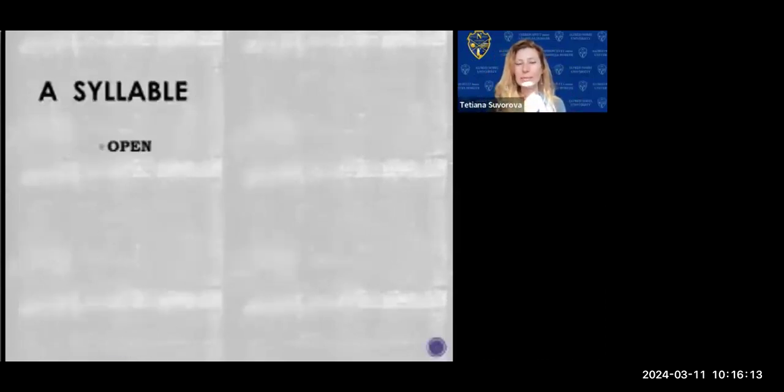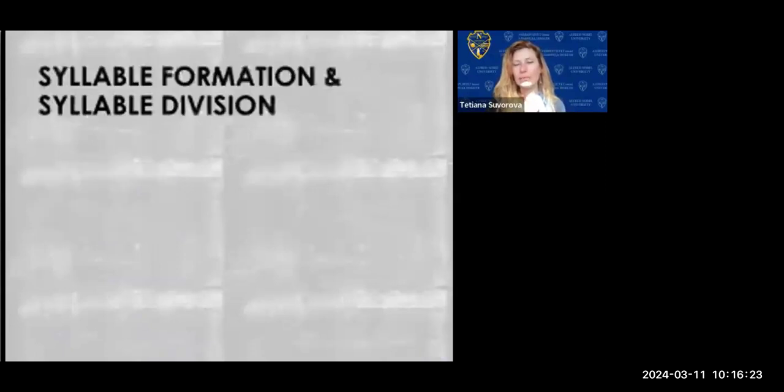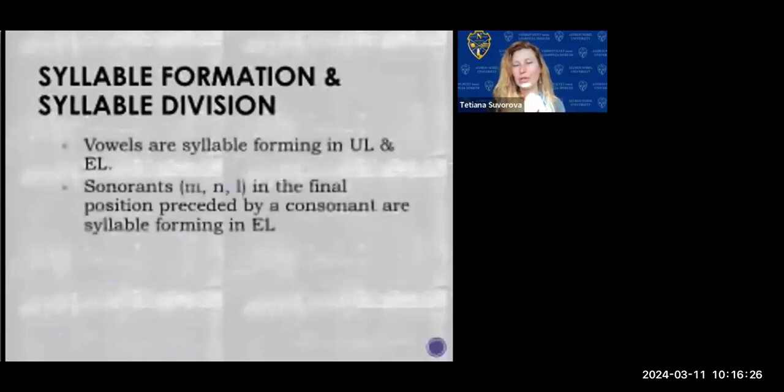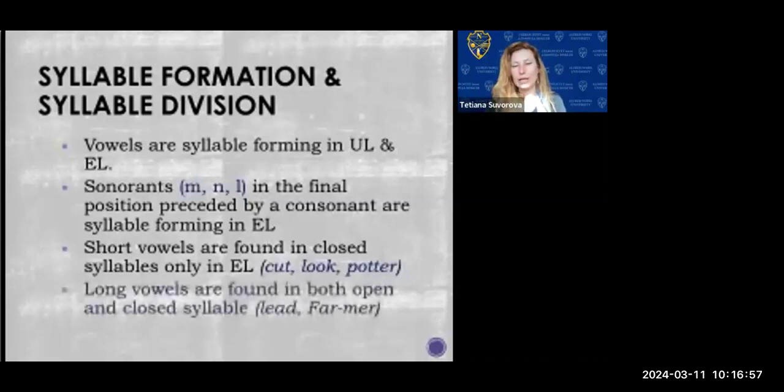Well, and a syllable in this respect can be open, covered, or closed, for example. And in the formation and division of syllables in both Ukrainian and English, we deal with sonorants which participate, and usually, especially in songs, they can create additional syllables. So in general theory, they can create a separate syllable, but in practice, we do not count it as a separate syllable. Only vowels participate in creating syllables in English and in Ukrainian.